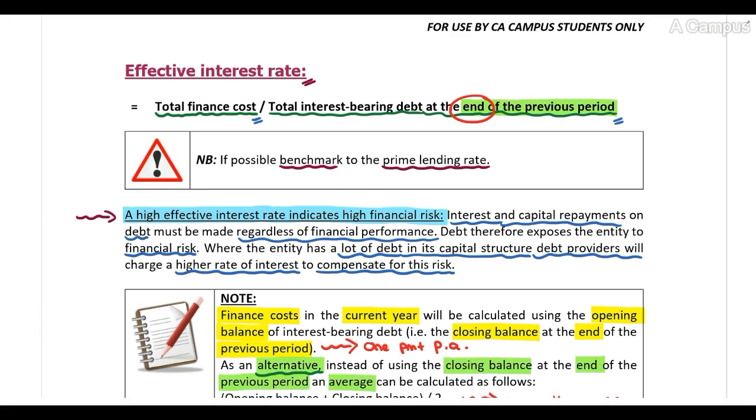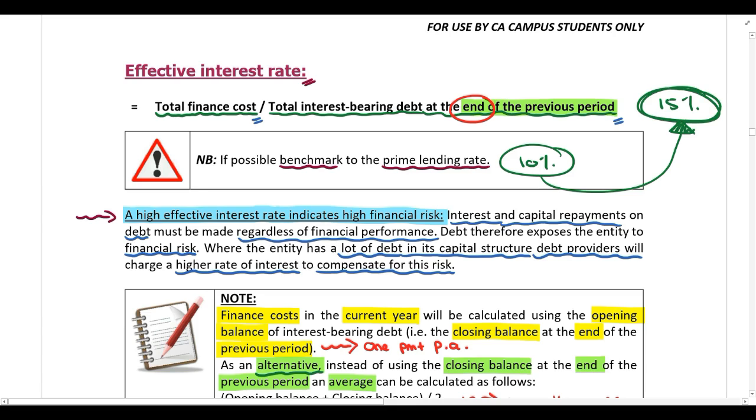So if you've calculated an answer over here, let's say of 15%, but let's say, for example, the prime lending rate is 10%, you can see the company is being charged a much higher rate of interest than the prime lending rate. And the reason for that might be that they have too much debt in their capital structure. As a result of that, the debt provider is exposed to high levels of risk. They want to be compensated for that risk, so they are charging a higher interest rate. All right, just make sure you understand the logic over there.